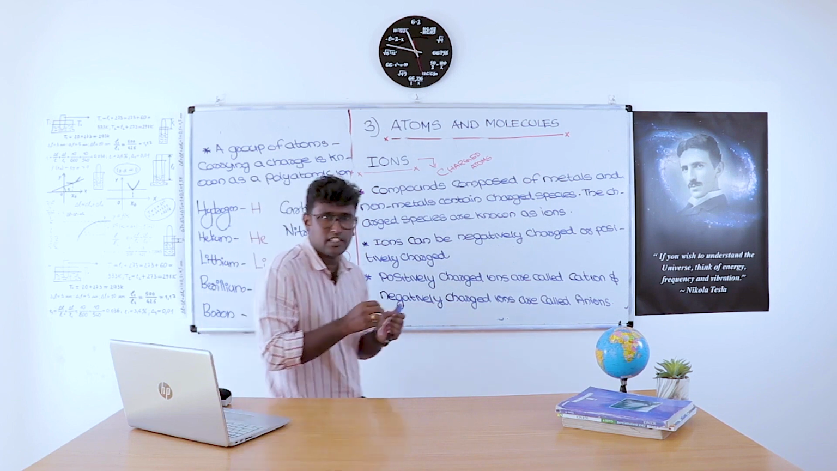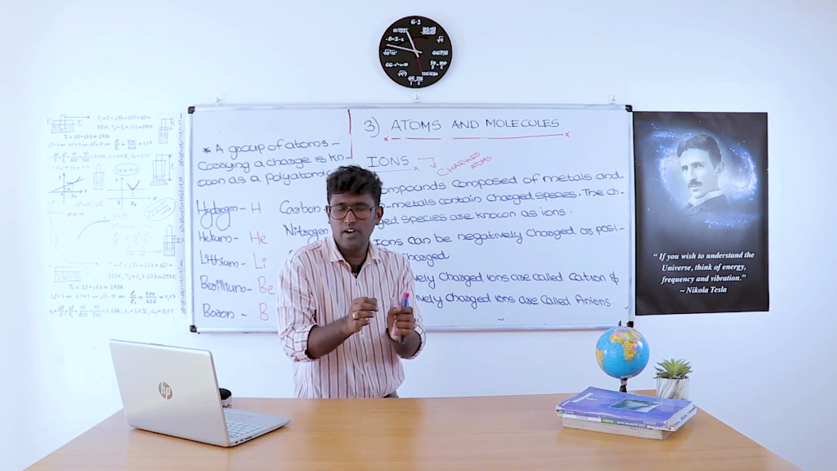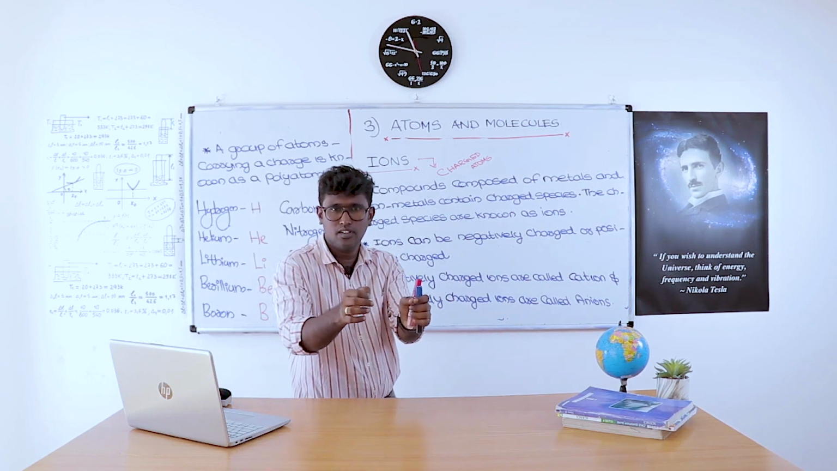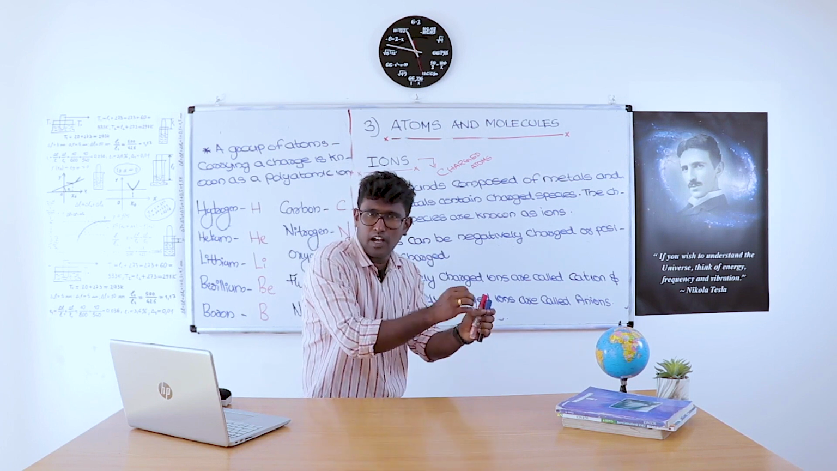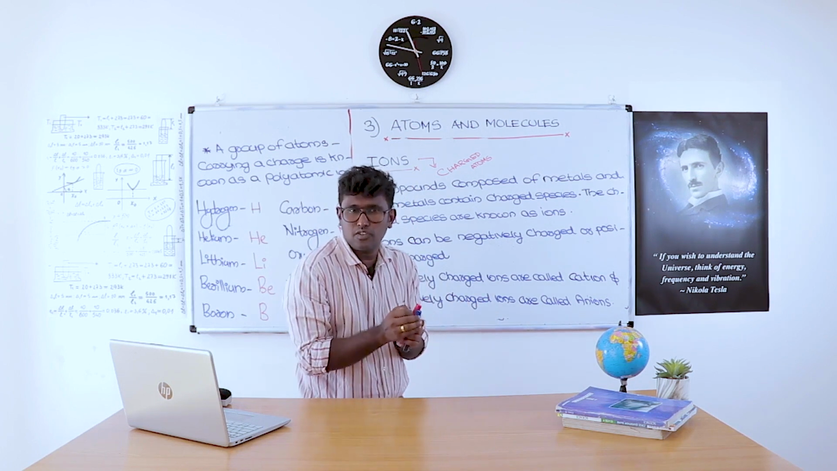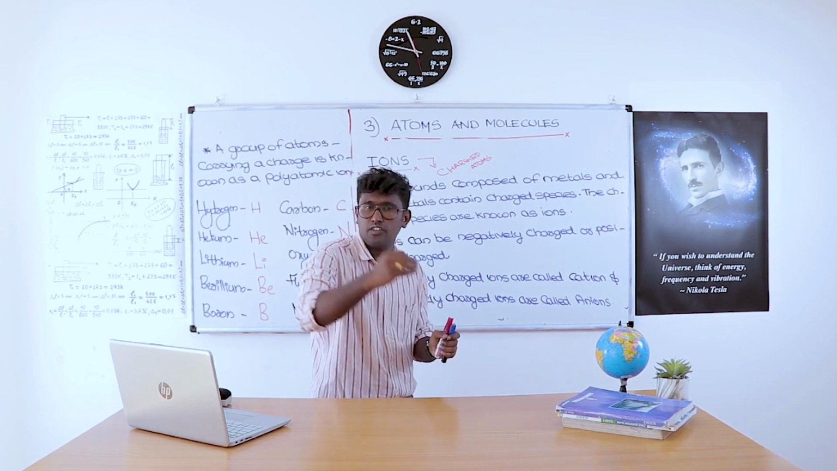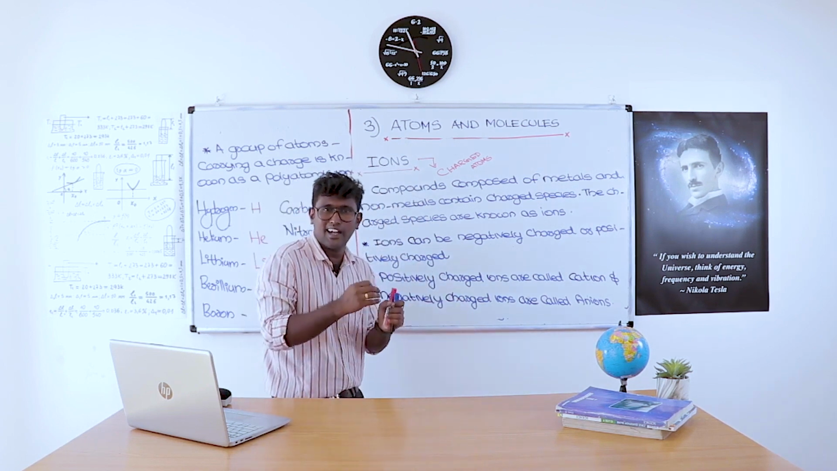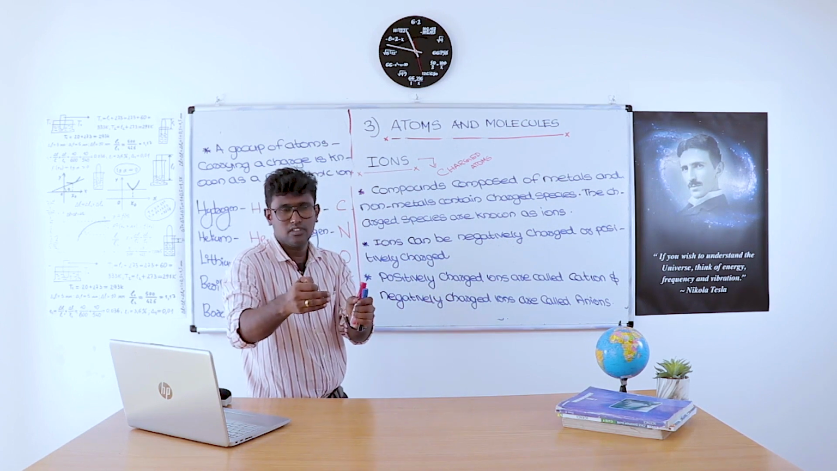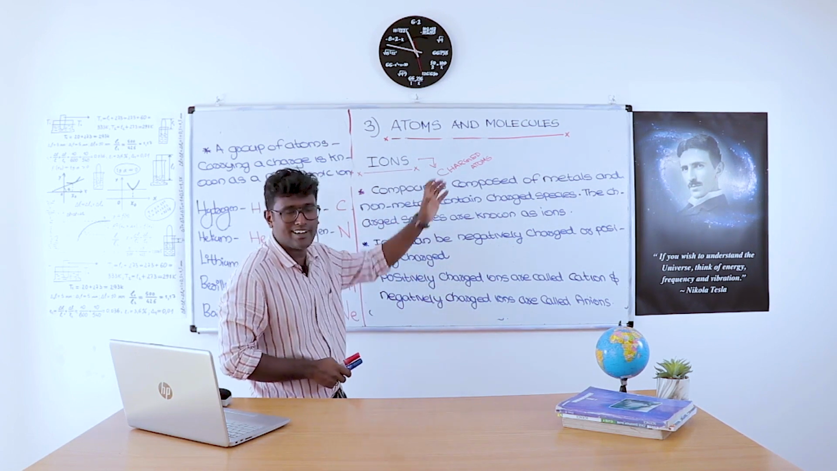And there is also another term called atomicity. What is meant by atomicity? The number of atoms that constitute a molecule is called its atomicity. So that's all about ions and atomicity.